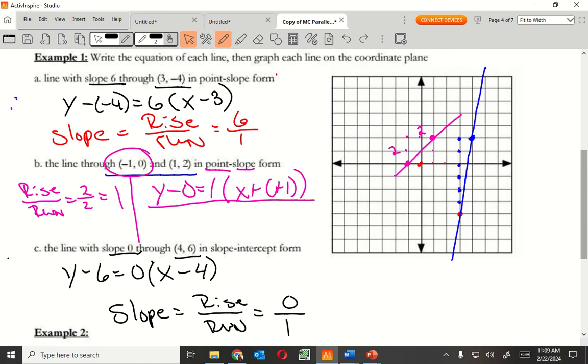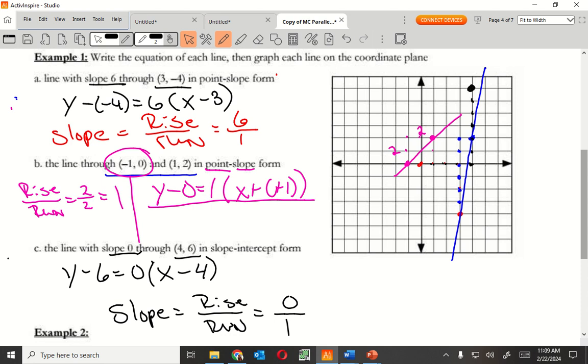Positive 4, positive 6. 1, 2, 3, 4. Oh no. Positive 4, so it's right 4. 1, 2, 3, 4, right here, right? And then I'm going to go positive 6, so I'm going up 6. 1, 2, 3, 4, 5, 6.